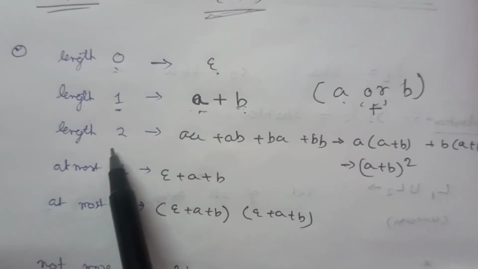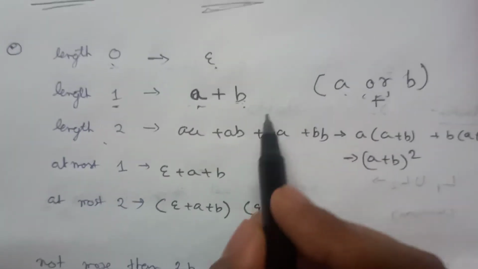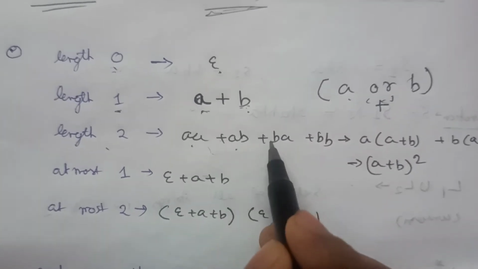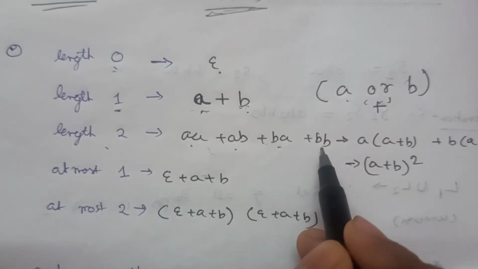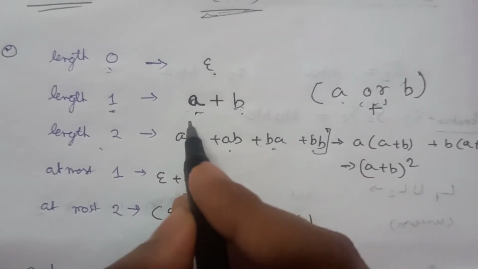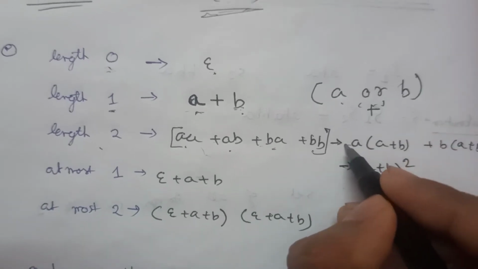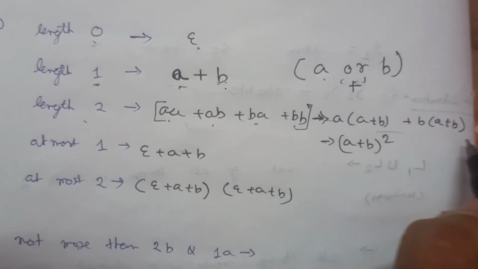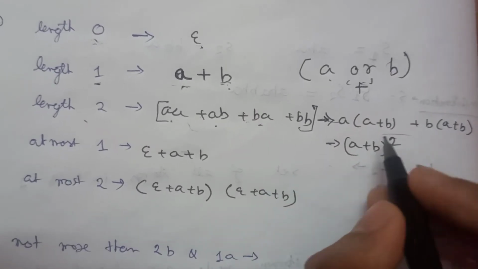Now for length 2, what are the possibilities? It can be AA, AB, BA, or BB. This is the answer we got. Now I will modify this answer somehow. I have taken commons, and after that I will get this.